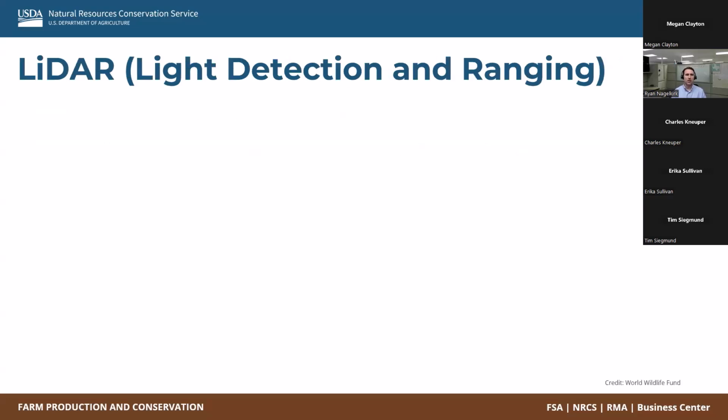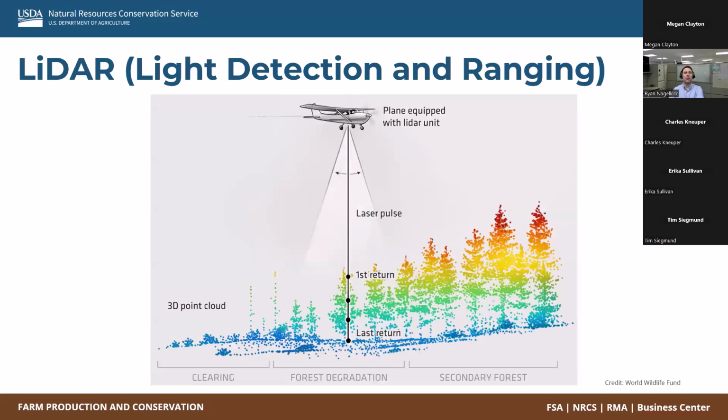LiDAR, first of all, is light detection and ranging. How this is typically done is from an airplane that flies over a landscape and fires a laser down at hundreds or thousands of times per second, measuring the elevation of whatever it hits on the ground.